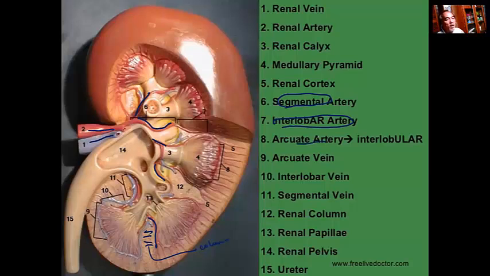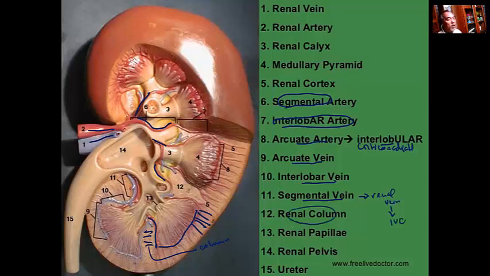Then it becomes the arcuate, and from the arcuate it becomes your interlobular, which is actually the same as our cortical radiate. Then remember, the vein will go back into the renal vein. So just follow the arcuate vein through the interlobar vein to the segmental vein, and then it becomes your renal vein. From the renal vein, it goes to your inferior vena cava.